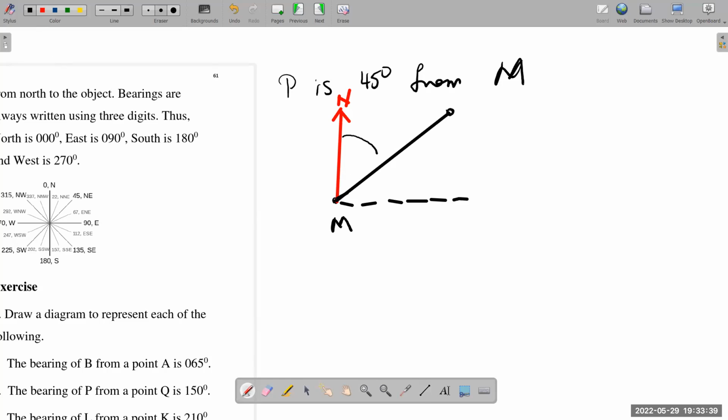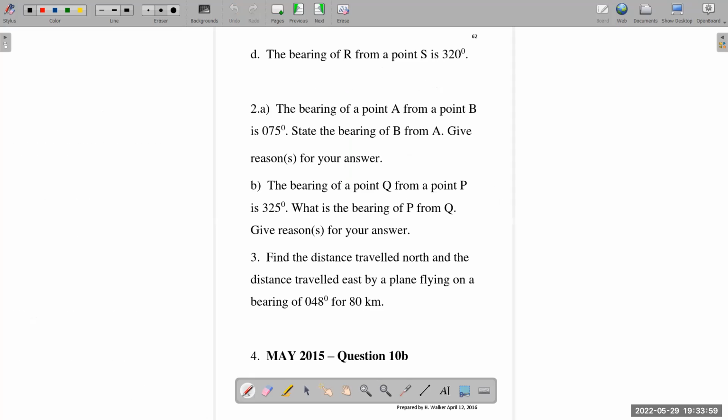So at this point, what would I put at the end here? What point would I put here? P. Everybody see that? Because this would be my 90 reference. So everybody remember how to read a bearing, how to measure a bearing, how to sketch a bearing. That's the basic concept.